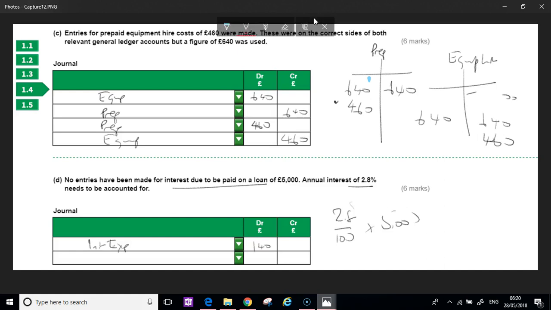This is entirely an error of omission. And then, of course, you have some kind of interest accrual of 140. This is an expense. This is a liability. Right, because it's an expense. You'll use the loan, and you should be paying interest on it. So you need to report that interest for the year. Okay, great. That's that one.